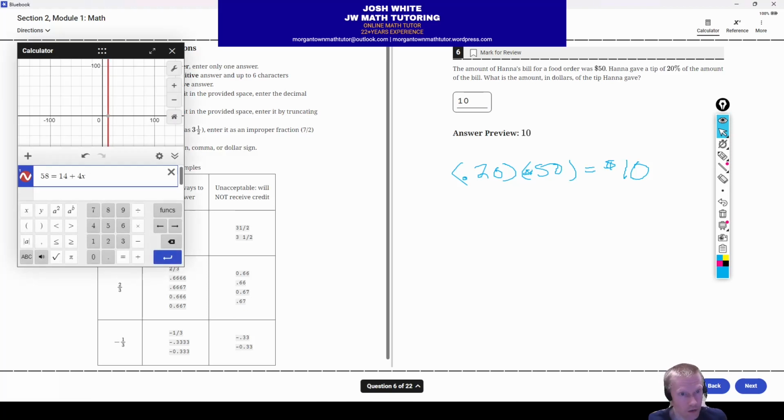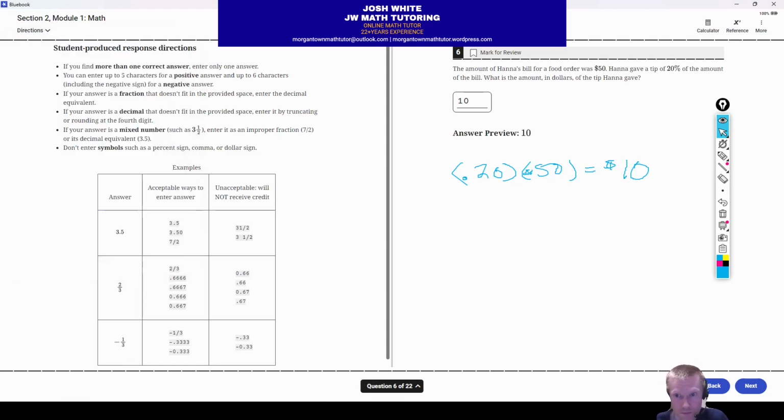And I just want to highlight real quickly in Desmos, you can actually just type, for example, 20% of 50, and it'll just give you 10, and there's your answer.